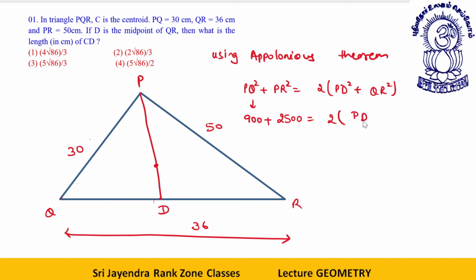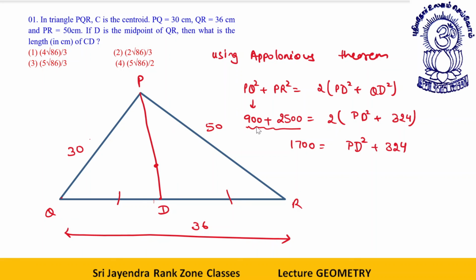Double of PD square you require, QR PD square plus QD square, it will be okay. I told you, you can take this section or this section, whatever you want. That is QD square. QD is 18, 18 square is 324. Let me directly write 324 only. Now this together is 3400, divided by 2 will be 1700, is equal to PD square plus 324.